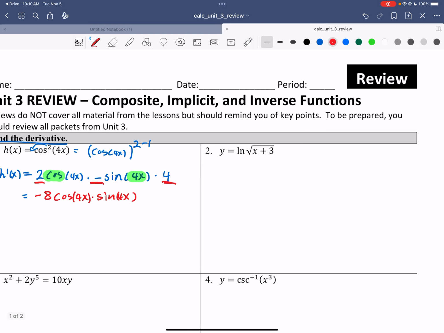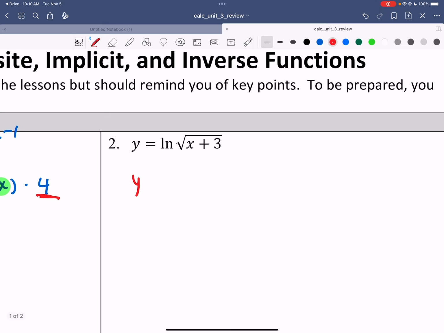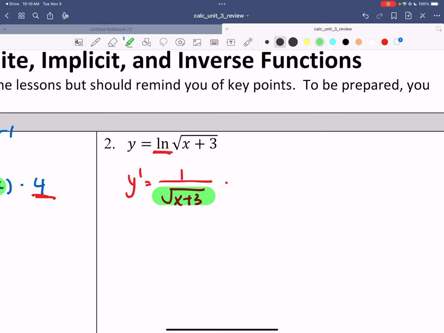Question number 2. What about natural log? So when you derive it, obviously the derivative of natural log is 1 over square root of x plus 3 times the derivative of the bottom. So you have to remember the square root, which you're going to get 1 over 2 square root of x plus 3 times the derivative of x plus 3. I still have to write the derivative of this, but that's just 1, which does not change anything else. So what is it going to be?